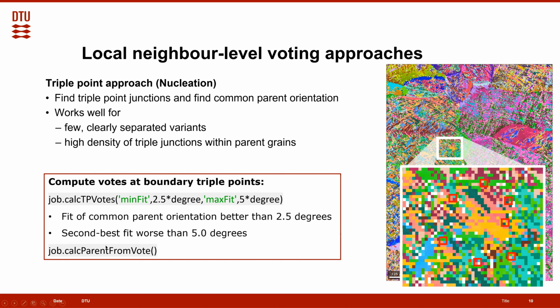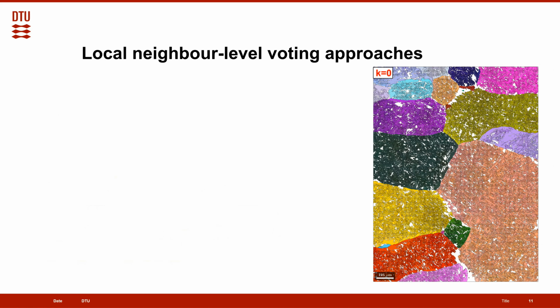And then as soon as we have calculated the votes, we can also reconstruct the parent from these votes. So it's a quite simple procedure. Then after we've done this triple point reconstruction, we get this map on the right, and we can see that we've almost already finished with the parent grain reconstruction in this data set. But of course, we can then fill up the gaps. So everything that's white is still unreconstructed child data.